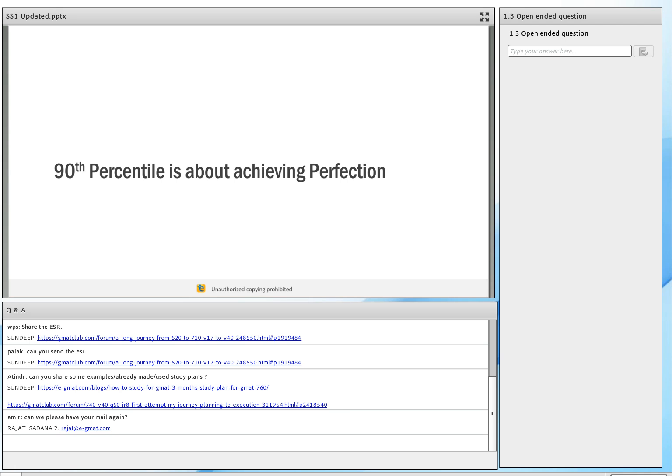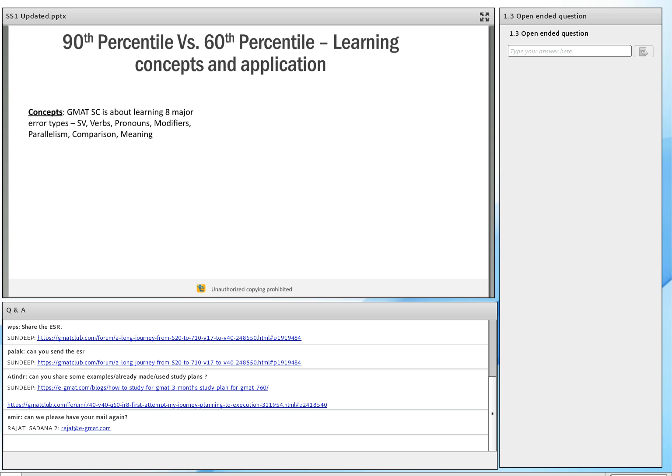Okay. Now, the thing you have to understand is that when you get to that 90th percentile, it's about achieving perfection. And I'm going to demonstrate what achieving perfection means right now. So here is what a 90th percentile looks like at SC. When you look at a 60th percentile student versus a 90th percentile student, a 60th percentile student says that GMAT SC is about learning 8 major error types, or in this case, 7 major error types over here, and then you can read the error types.